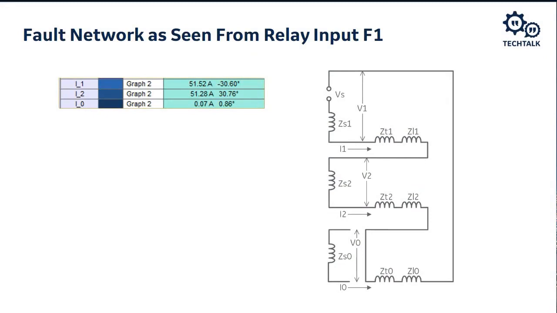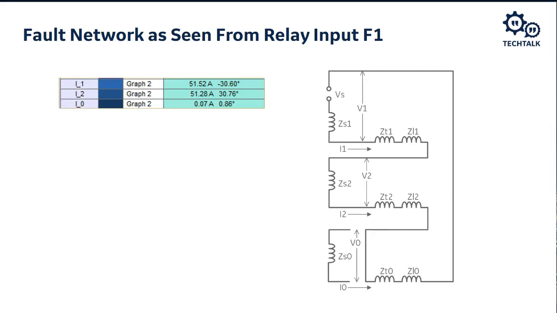So if I look at my currents on F1, which is on the transformer primary, what that means is my metering location, where I've actually got my CT, is right above the 1 on the I1 in the sequence network, right above the 2 on the I2, and right above the 0 on the I0.